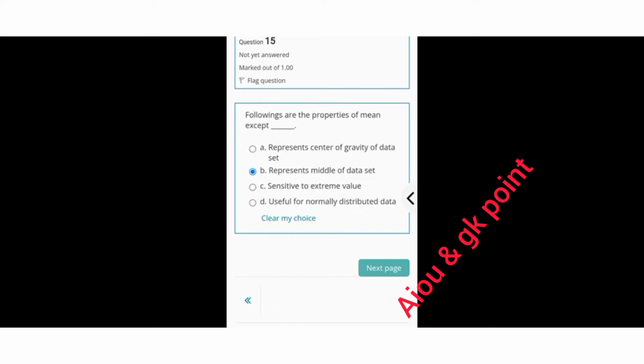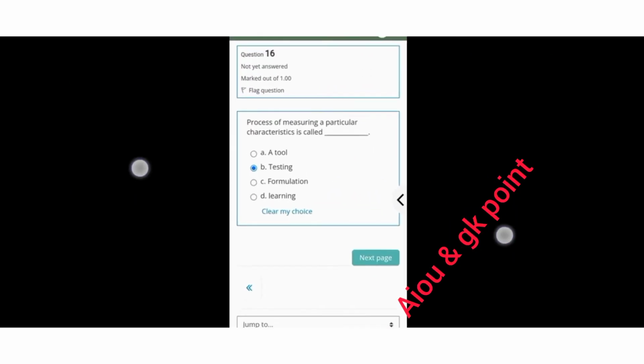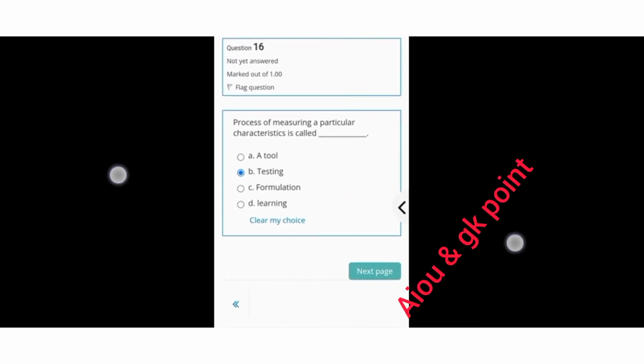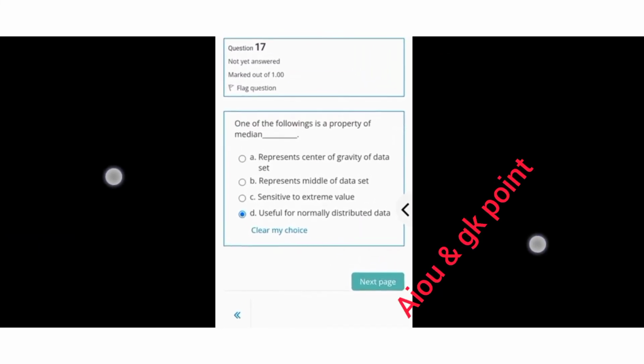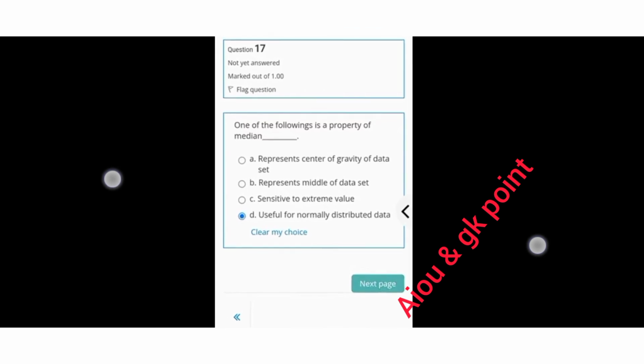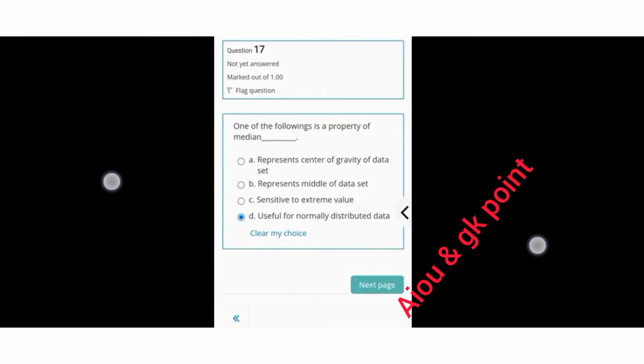Following are the properties of mean except correct option B represents middle of data set. Process of measuring a particular characteristic is called dash. Correct option B. Testing. One of the following is a property of median. Correct option D. Useful for normally distributed data.